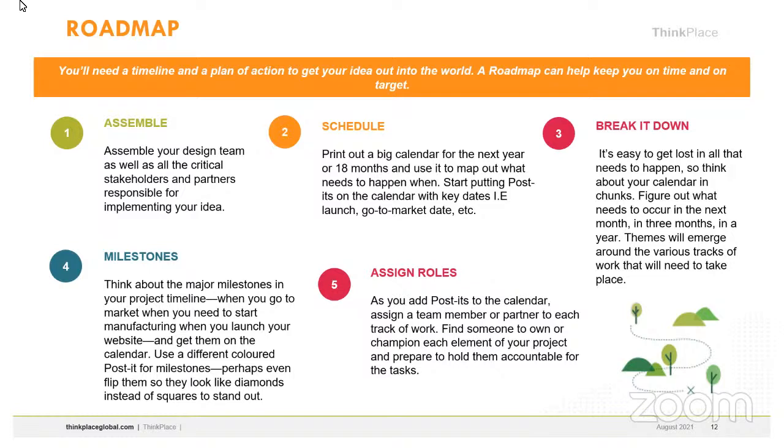It's easy to get lost in all that needs to happen. So think about your calendar in chunks. Figure out what needs to occur in the next month. As a project manager, most of our project managers are always aware of what is needed in the next 1 month. We don't start planning a week 2.